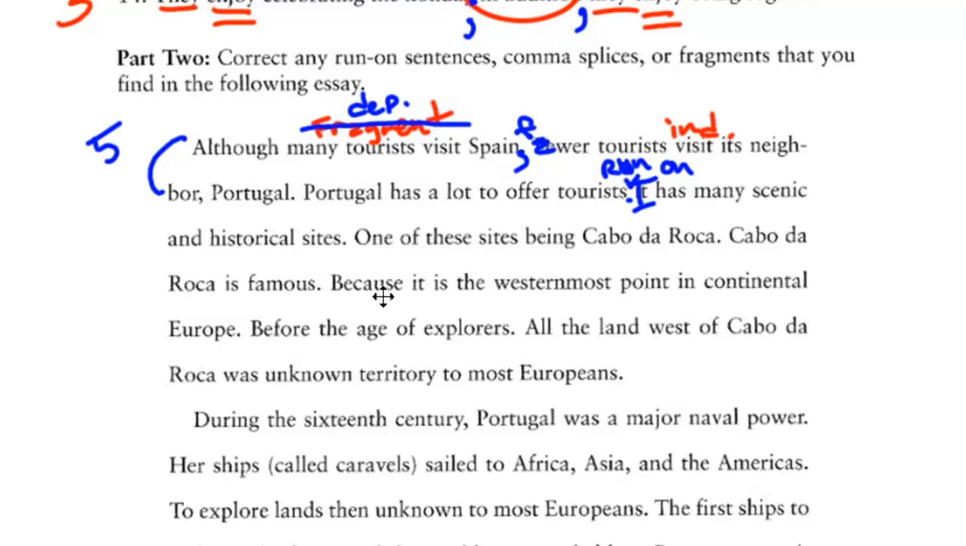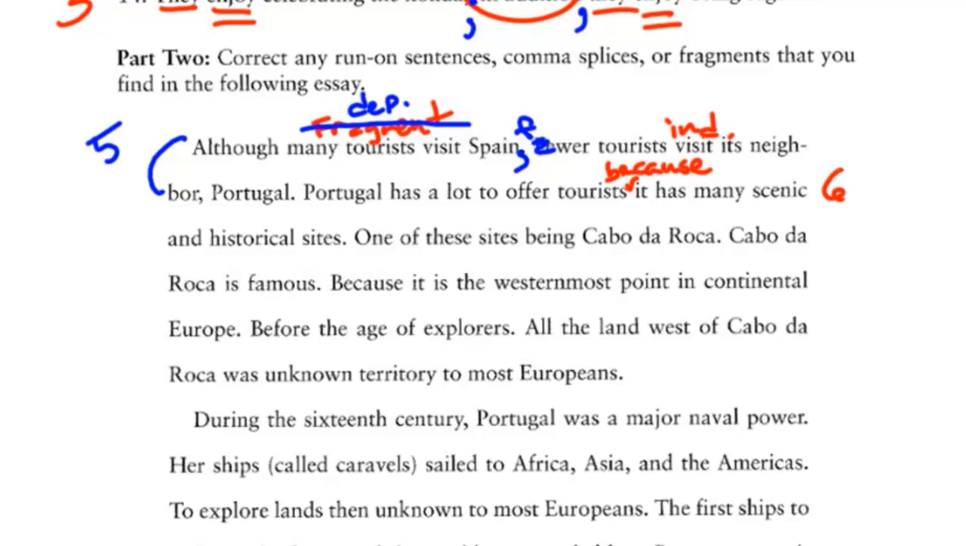I could instead, if I wanted, fix this by making the second part dependent, by putting in a word like because. If I stick because there, though, I'm not going to add any other punctuation. I'd be making this into pattern number 6.